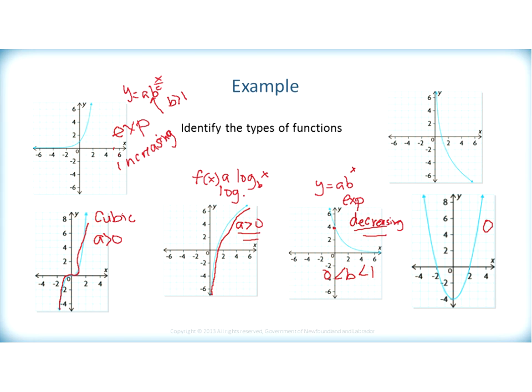Here we have a quadratic function. A quadratic function is a function of degree 2. In this case, the leading coefficient will be greater than 0. It's positive, since the graph, the parabola, opens upward. And here we have another log function. Here a must be less than 0, since it's decreasing, the end behavior is from quadrant 1 to quadrant 4.